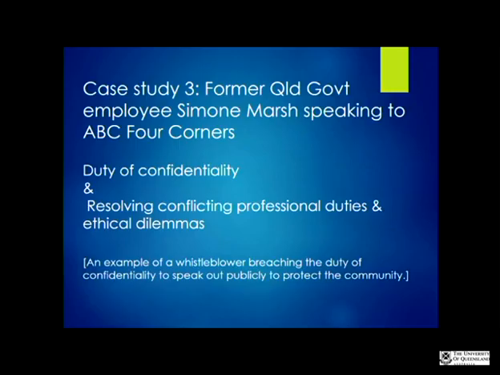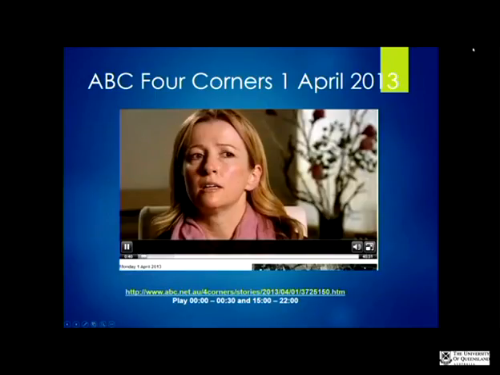So in this case, Simone Marsh was a whistleblower, so she breached her duty of confidentiality to speak out publicly to protect the community. But you have to remember that she had to cross a line in order to do that. And the line that she crossed was she was in breach of the duty of confidentiality to her client. So I'll play you some of this.